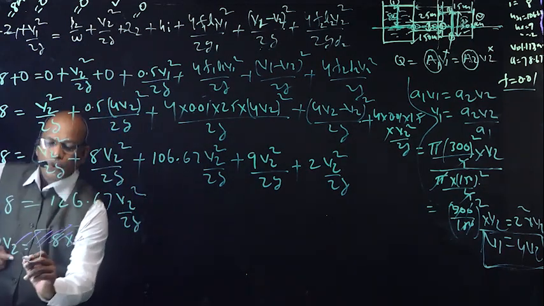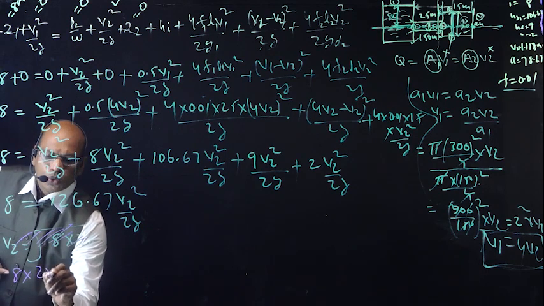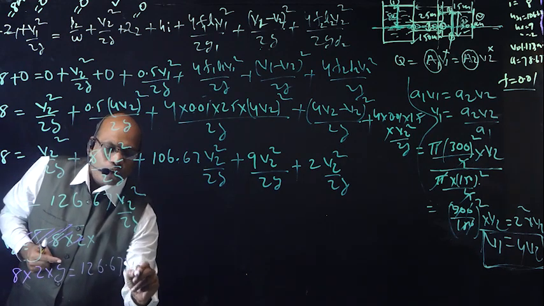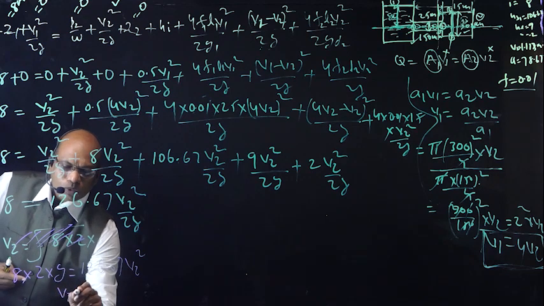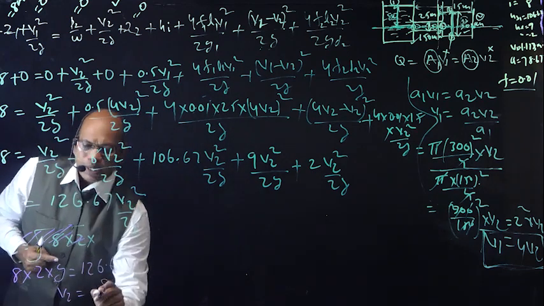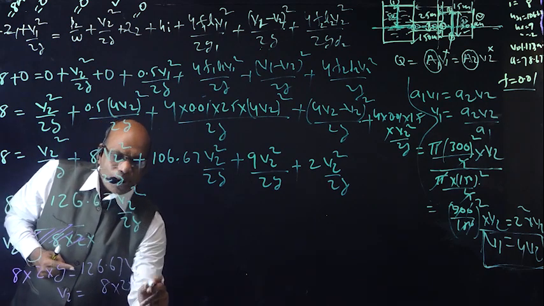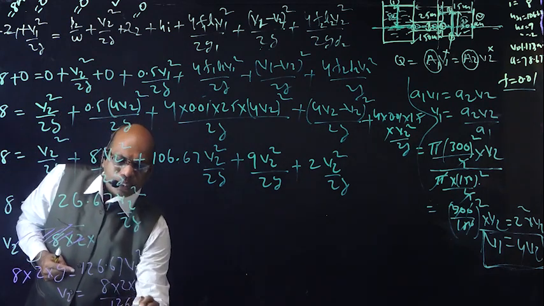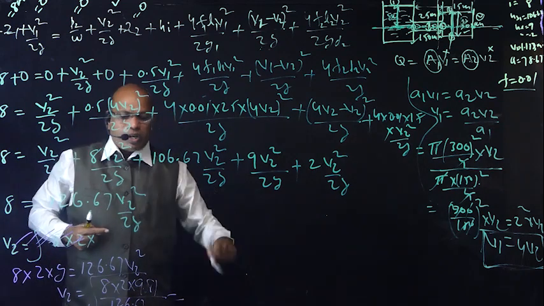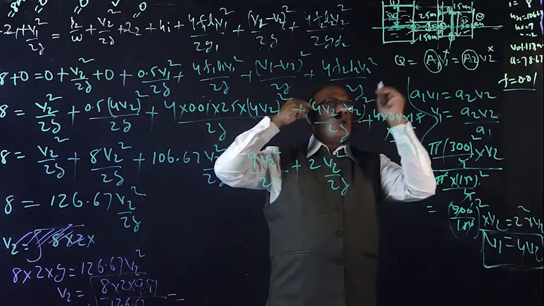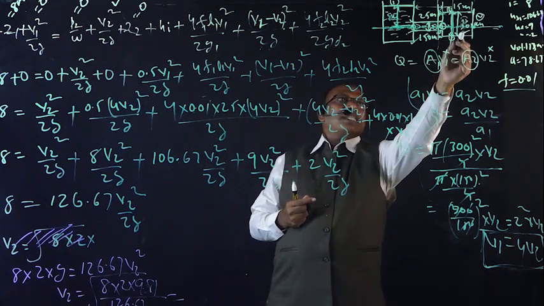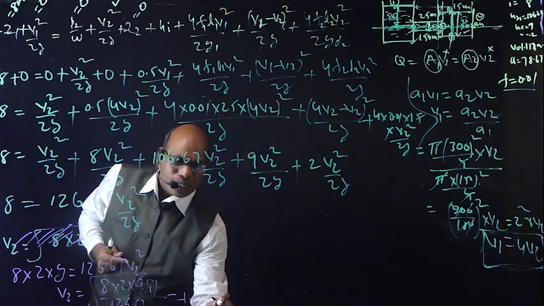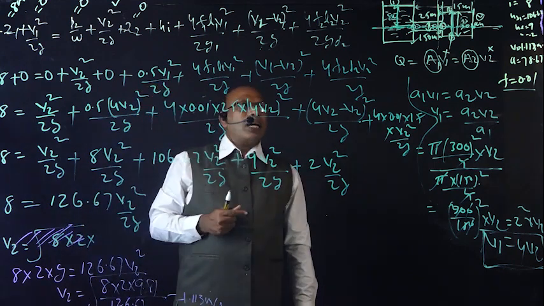Now we are going to determine V2, that is equal to 8 into 2 into G, equal to 126.67 V2 square. Now V2 is equal to root of 8 into 2 into 9.81, G is nothing but 9.81, divided by 126.67. Therefore, finally, we have determined the velocity of flow in section 2-2, the pipe 2-2, that is the 300 mm pipe, that is equal to 1.113 meter per second.